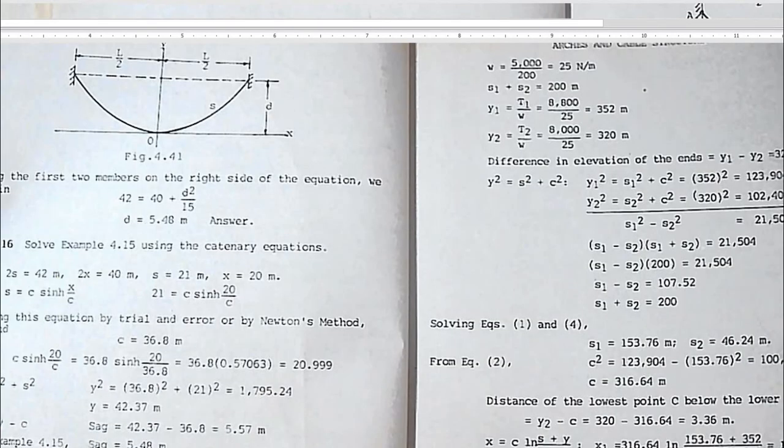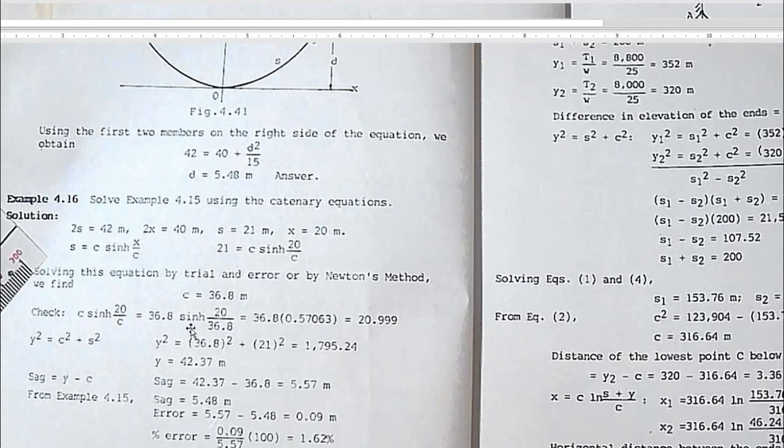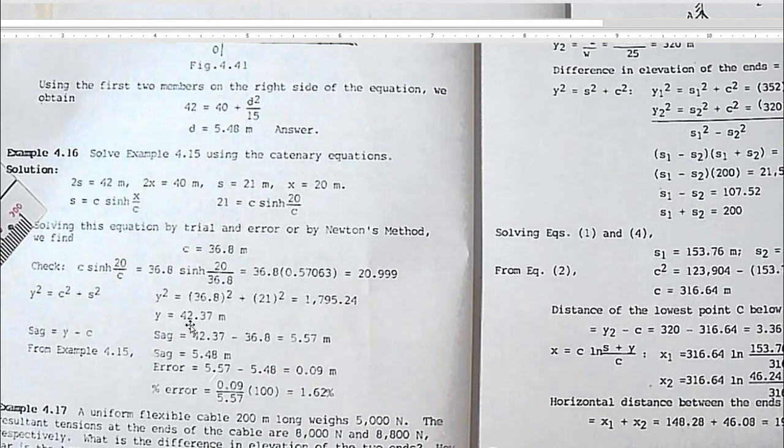For problem 4.16, kukunin mo naman ngayon dito yung sag, but using the exact equations, ano? So, from 5.48, using exact equation, merong 5.57 ang nakuha niya. So, masosolve mo ngayon yung error. Okay? So, that ends our catenary problem. Thank you, guys.